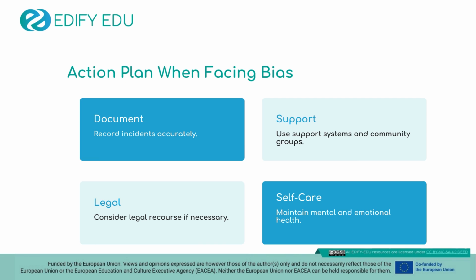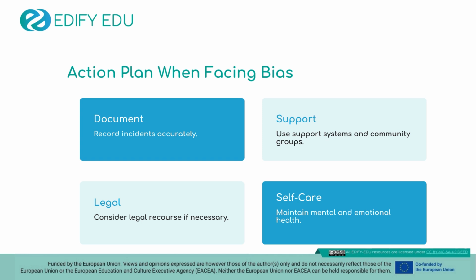When facing bias, it's crucial to have a clear action plan. Start by documenting incidents accurately, ensuring you have a detailed record of what occurred. Seek support from available systems such as workplace equity offices or community groups to gain guidance and assistance. If necessary, consider legal recourse, especially in severe cases of discrimination.